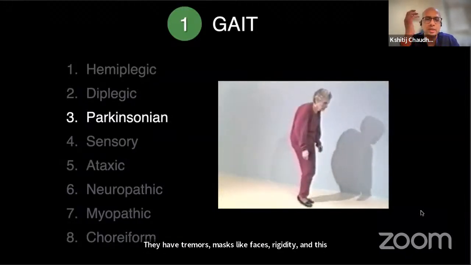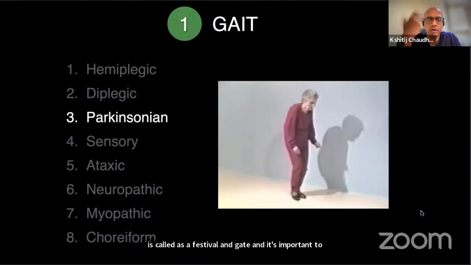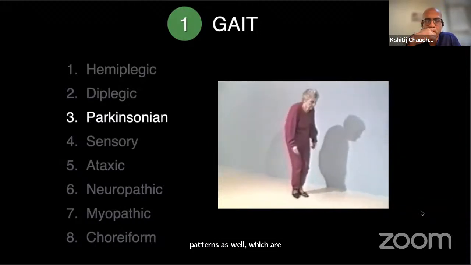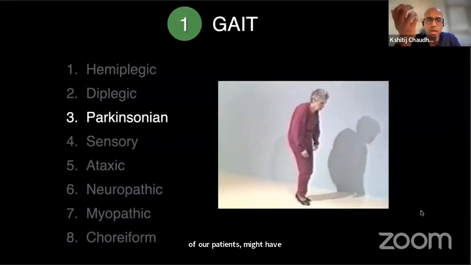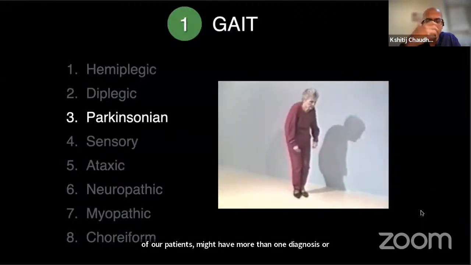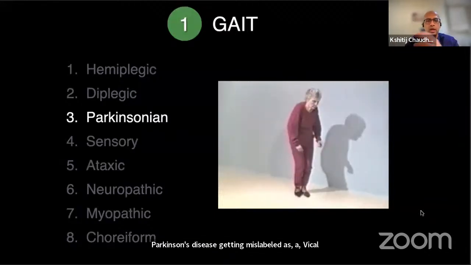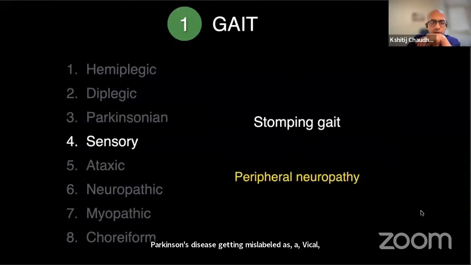And it's important to know all these non-spinal, neurological causes of gait patterns as well, because many of our patients might have more than one diagnosis. I've had patients who have Parkinson's disease getting mislabeled as cervical myelopathy because they do not have typical features. So sensory gait is like a stomping gait where you have peripheral neuropathy and the patient stomps their feet to understand where the ground is, because they cannot feel their joint position, so they tend to stomp their legs very forcefully to walk.